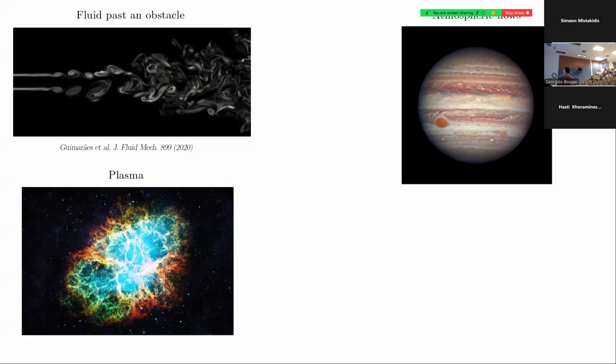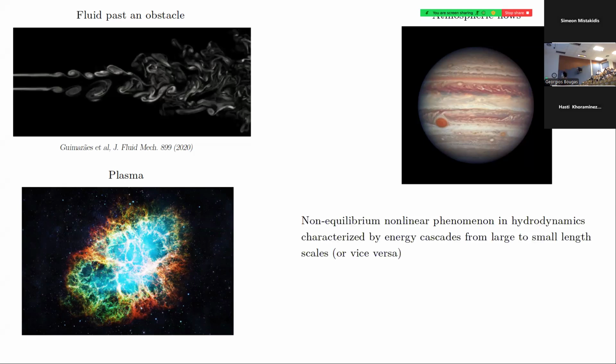All right, so these are some examples, but I haven't told you what turbulence is. And this is quite complicated, actually. It's a non-equilibrium, nonlinear phenomenon. It occurs typically in aerodynamical setups, and there is an energy cascade from large to small length scales, or vice versa. The most important part is that it's a nonlinear phenomenon, so it's quite a complicated dynamical nonlinear system.